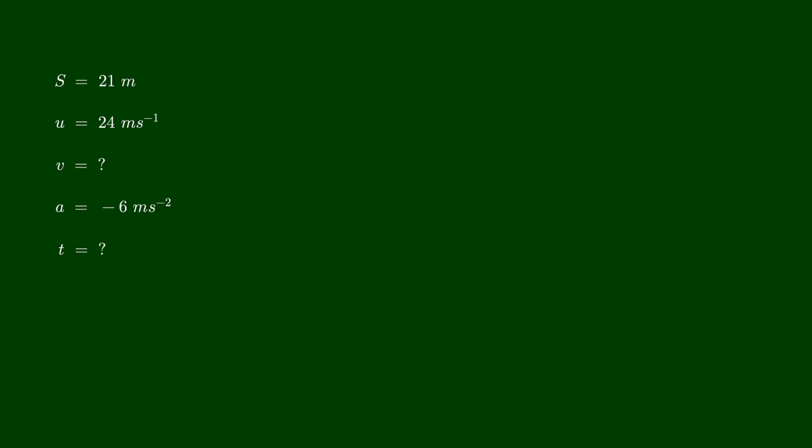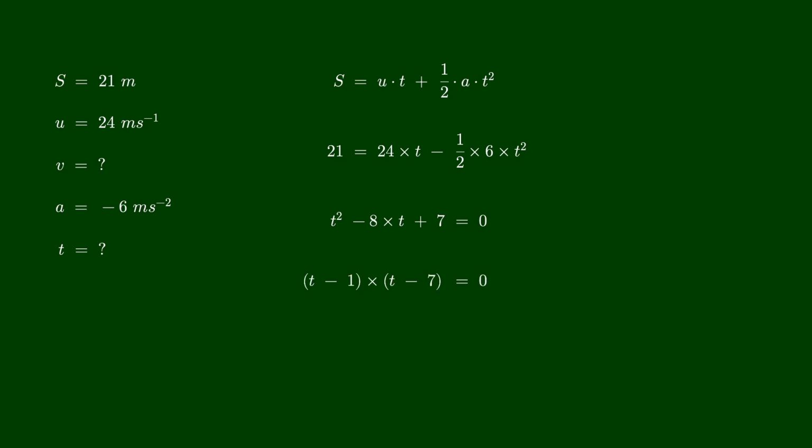We need to calculate the time. We need to select an equation that does not have the final velocity as a parameter. Let's use this SUVAT equation to calculate the time, when the displacement is 21 meters. We can substitute the given values in this equation. We can derive this expression, which is a function of t. We can write this expression as a multiple of factors. We get these two values for t when we solve for factors. This gives the instances in time where the displacement of the object is 21 meters.